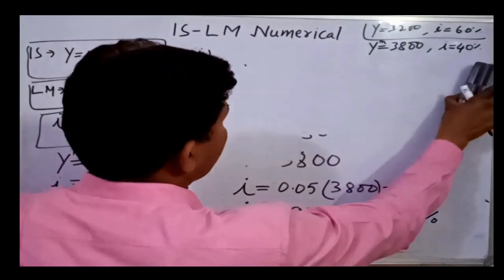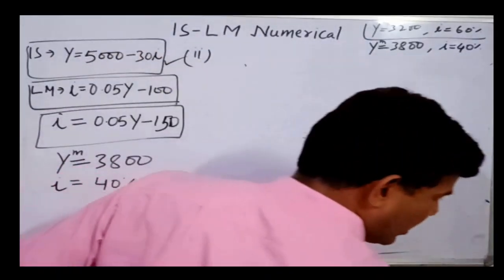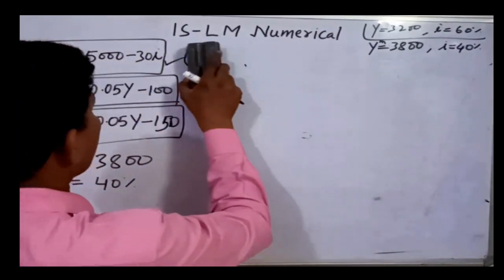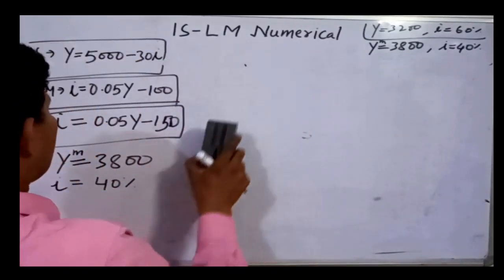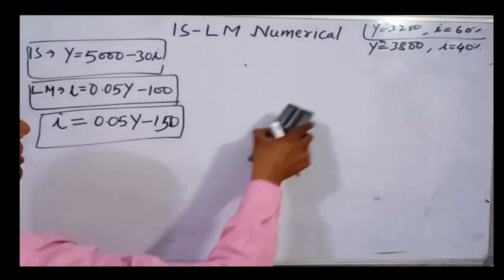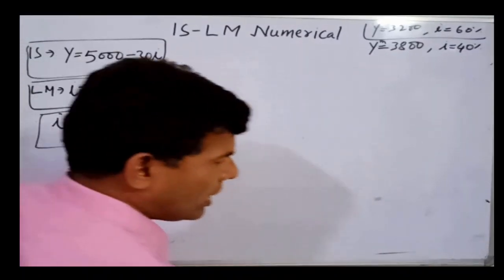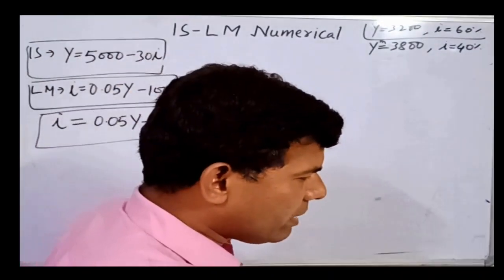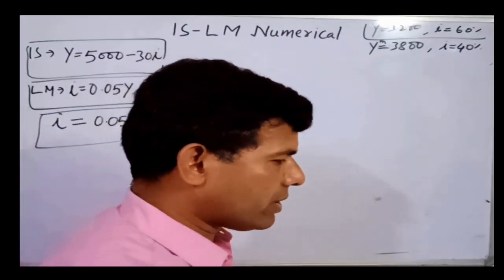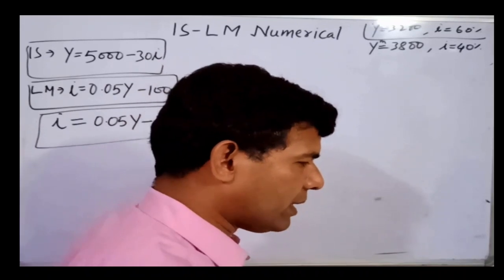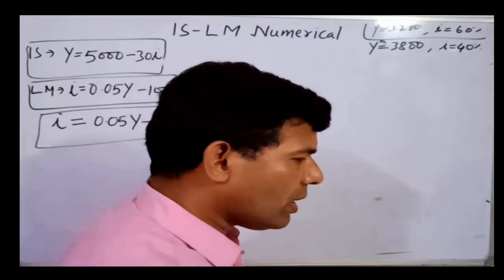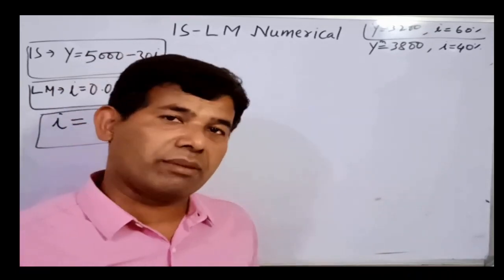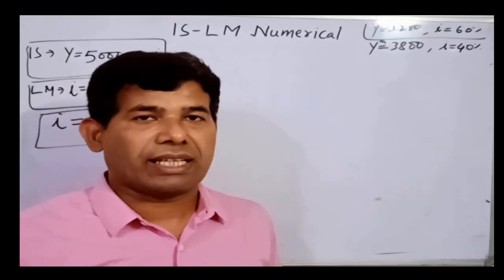Let me now take up the third question. And what is the third question? The third question talks about the effect of a rise in government expenditure by 200 on the equilibrium level of income and interest rate, assuming no change in real money supply. So real money supply remains 400 itself, right?